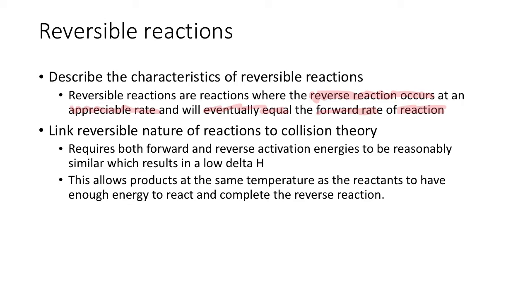We're going to link the reversible nature of reactions to collision theory. So why in the world would some reactions be reversible and some reactions not be reversible? So let's have a think. It requires both the forward and the reverse activation energies to be reasonably similar, which results in a low delta H. So what does that mean? Let's go draw that out.